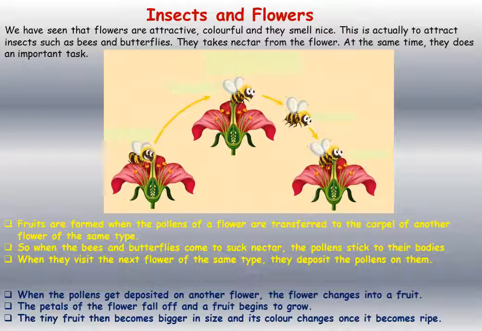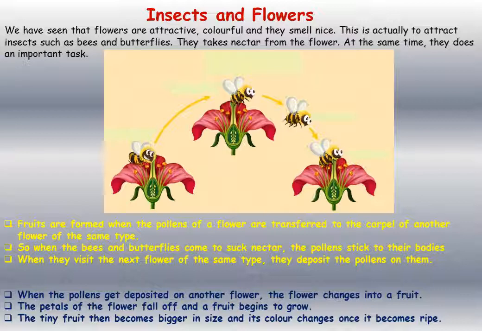So, read the third statement. When they visit the next flower of the same type, they deposit the pollens on them. So, this is how insects help the flowers to reproduce. Now, below that there is another point. When the pollens get deposited on another flower, the flower changes into a fruit. So, this is how a flower changes into a fruit. Otherwise, it will not change into a fruit.